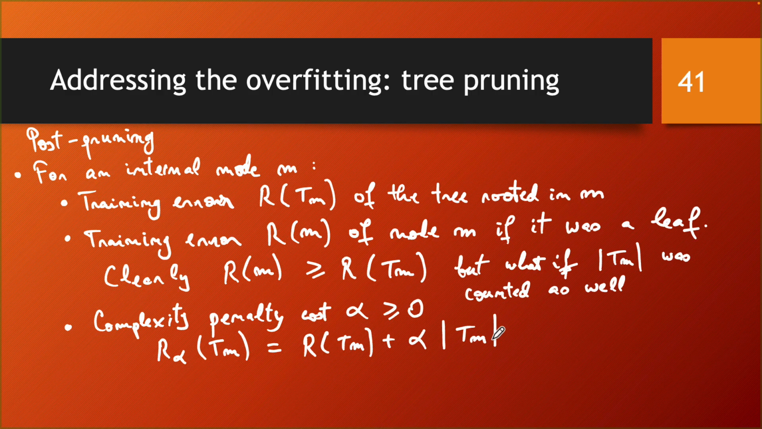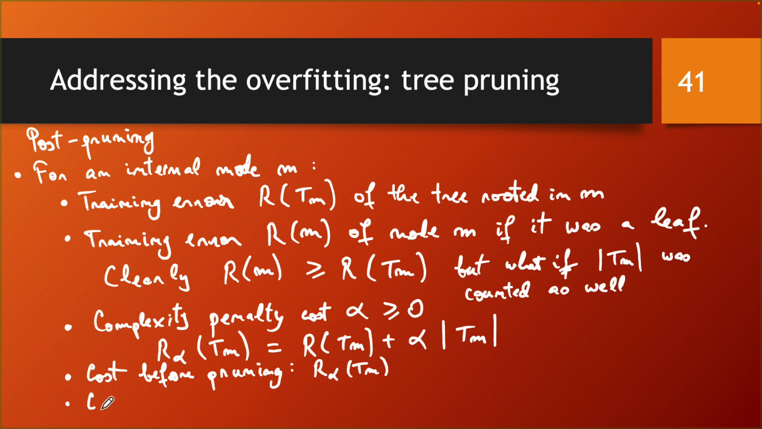And so you are now facing this decision. Should I prune this subtree? In other words, should I remove it and replace it with a leaf or not? And the way you decide on this, you are looking at the cost before pruning. So if you didn't prune, what would it be? The cost is going to be this R alpha. So the cost before pruning is going to be exactly what I wrote one line above.